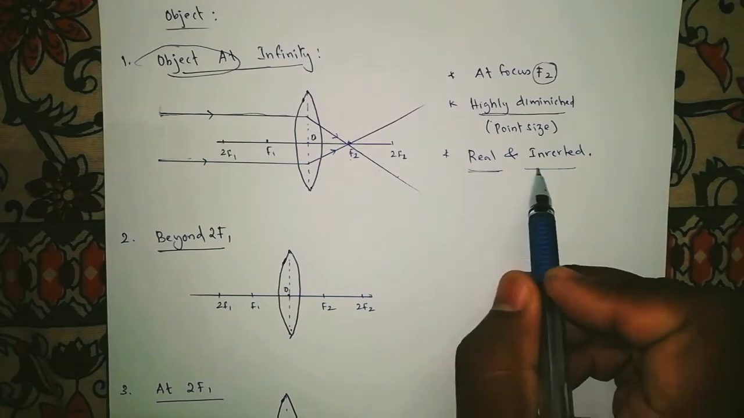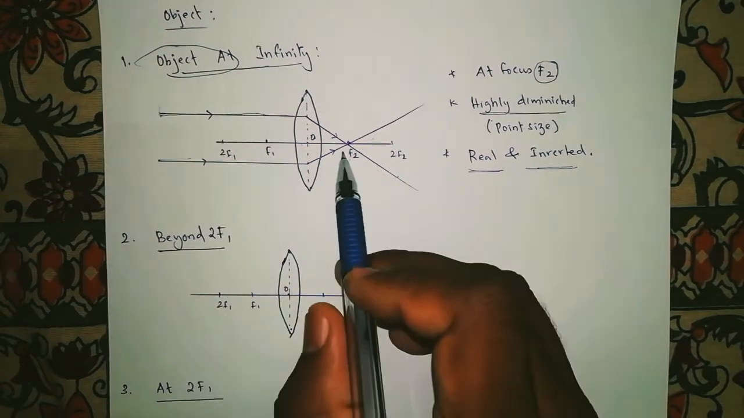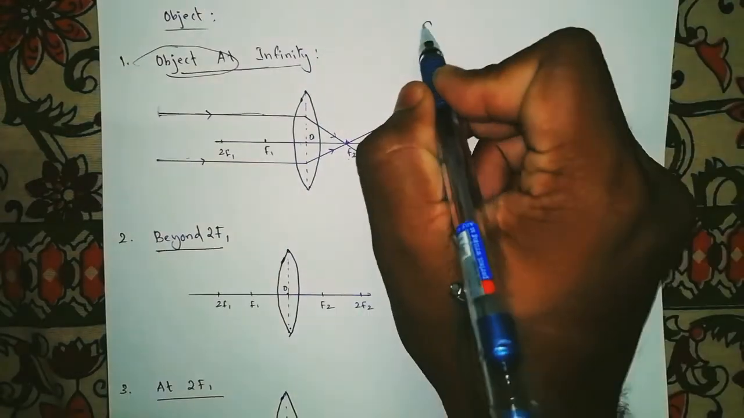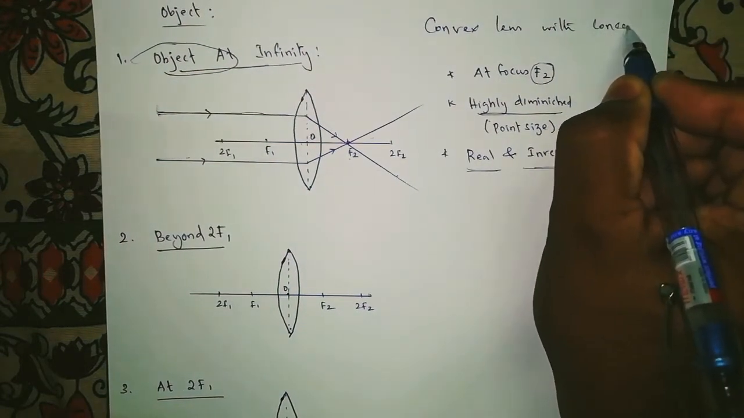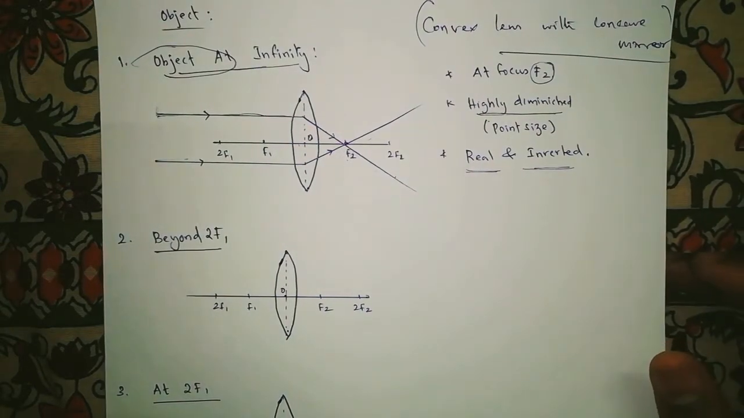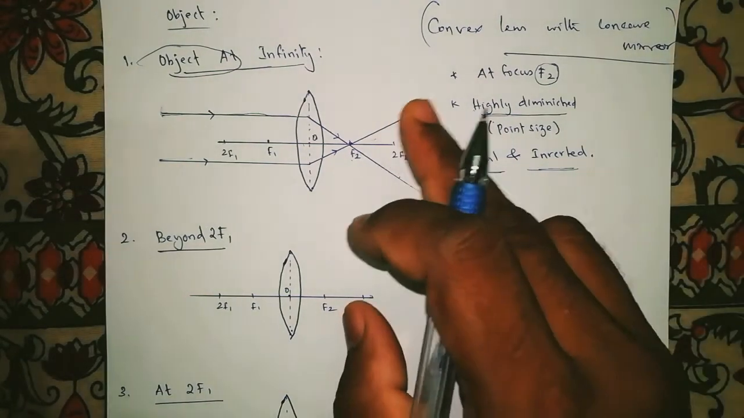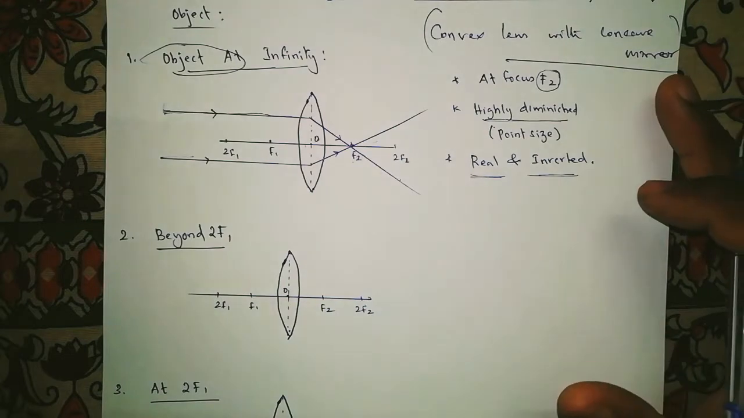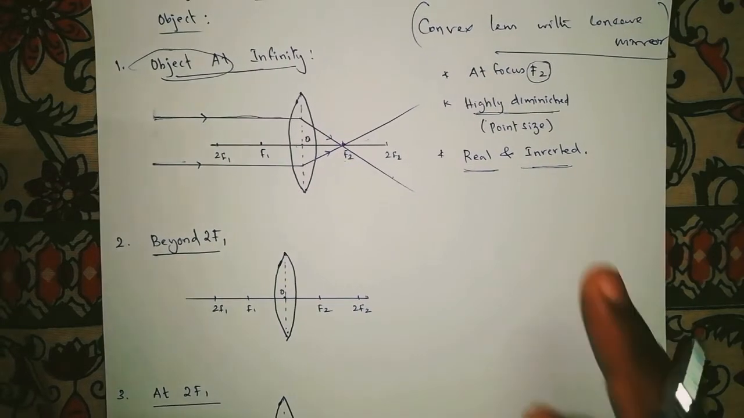Okay, real and inverted. Real means you can find those images only after refraction, so it always comes as real. And you can compare the same, as I told you, convex lens with concave mirror. Both actually look similar. You can go through the previous topics and see that the image formation of the convex lens and the image formation of the concave mirror both look a little similar. Okay, they are real and inverted.